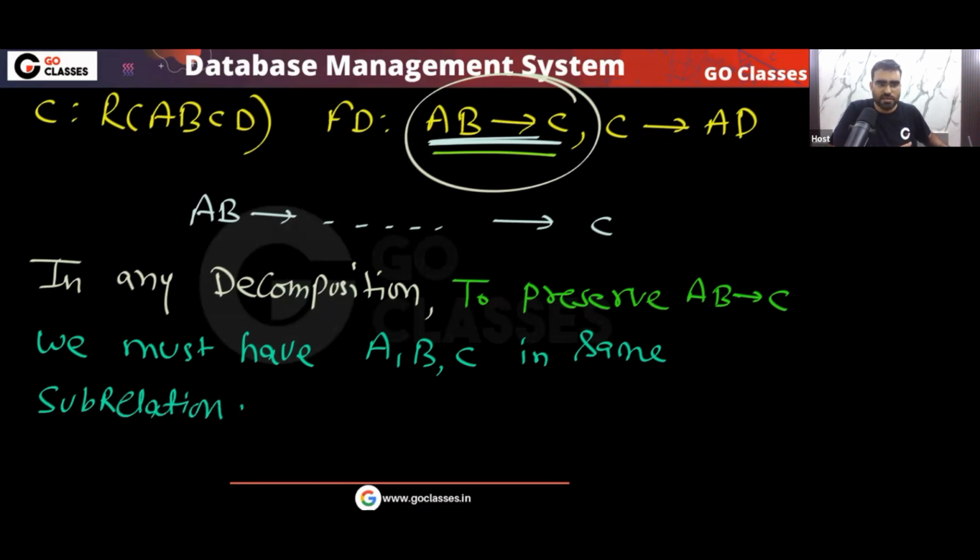Just notice one thing. Can AB determine C transitively? No. You can easily see here, AB cannot determine C transitively. There is nothing, basically no intermediate. Yes or no?